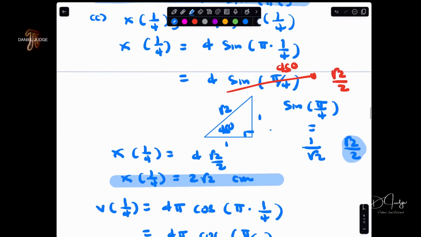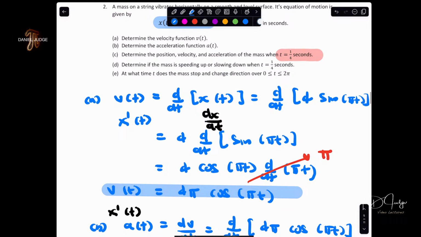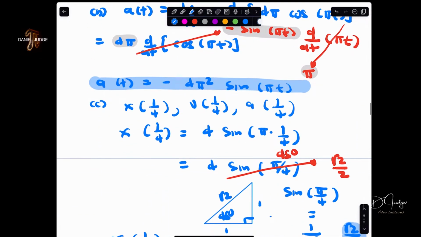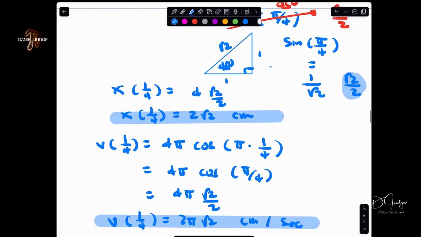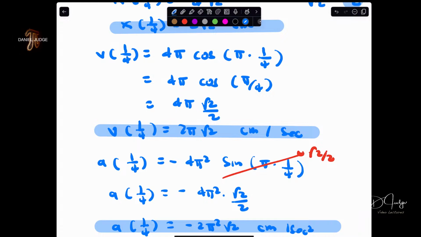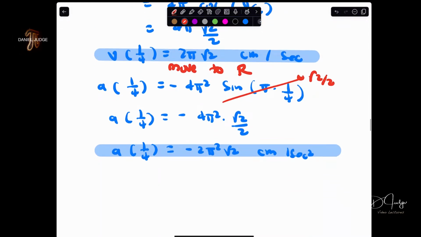So this is question C, and then question D. Determine if the mass is speeding up or slowing down at this time. Well, let's check velocity and acceleration. Velocity is positive, so you're moving to the right. Acceleration is negative, so you're being pulled to the left. I'll put L.